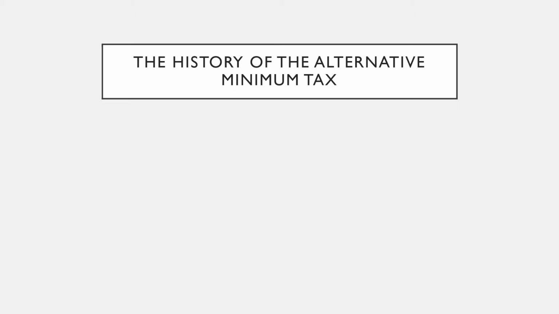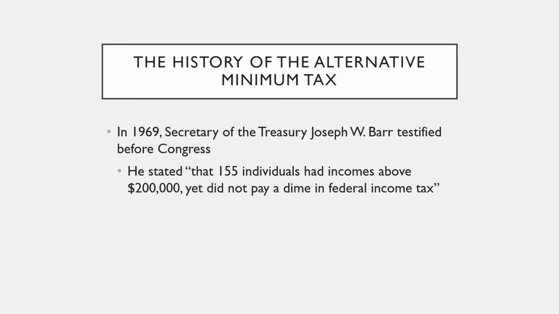So before we get bogged down in all the details about the alternative minimum tax, it is really important to understand the history of the tax. So in 1969, Secretary of the Treasury Joseph W. Barr testified before Congress stating that 155 individuals had incomes above $200,000 yet did not pay a dime in federal income tax. So at the time, many individuals did not understand how this was possible or even legal for that matter.